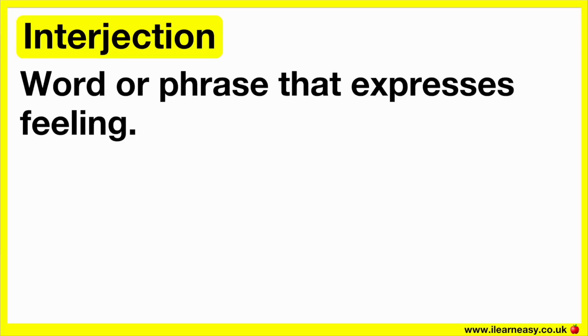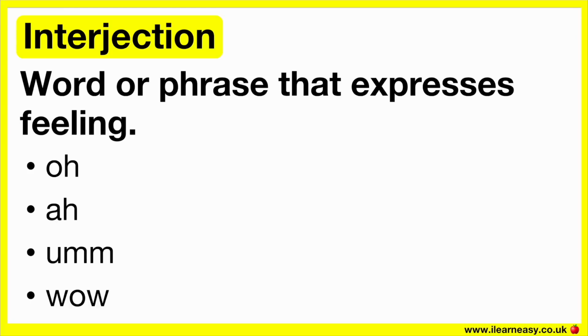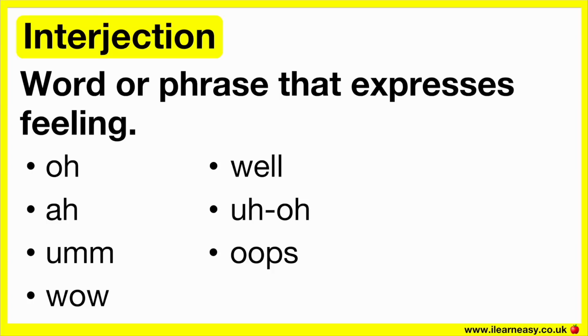An interjection is a word or phrase that expresses feeling. It is grammatically independent from the words around it. Some examples of interjections are oh, ah, wow, well, uh-oh, oops, yay, and many more.